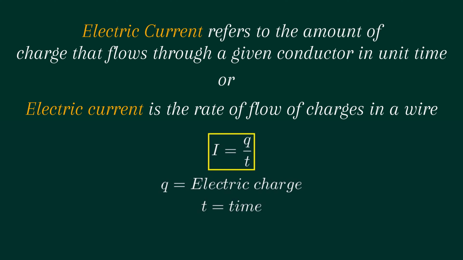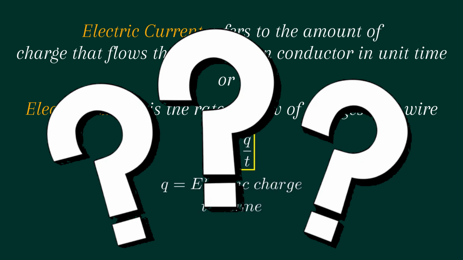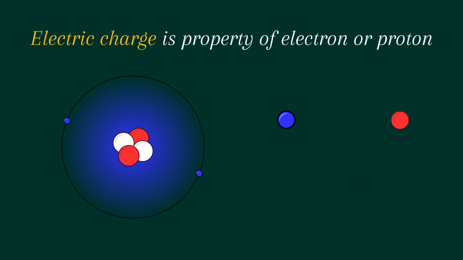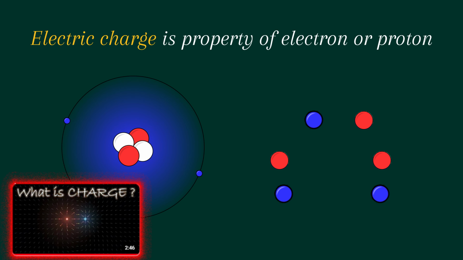Now you may wonder, what is this electric charge? Basically, electric charge is a property of electron or proton due to which they attract or repel. For a deeper understanding of electric charge, you can watch this video.